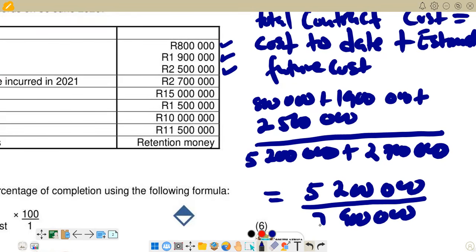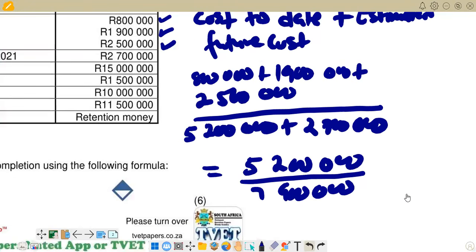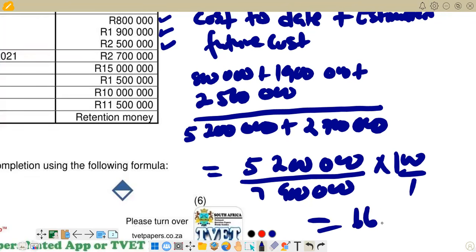And remember, this is a percentage, so we are supposed to present it as a percentage by multiplying by 100 over 1. If you calculate that one, you are going to get 66%. So this is the percentage that we have there. That is our answer on that question. Then we move on to the next question. Let's see what we have next.